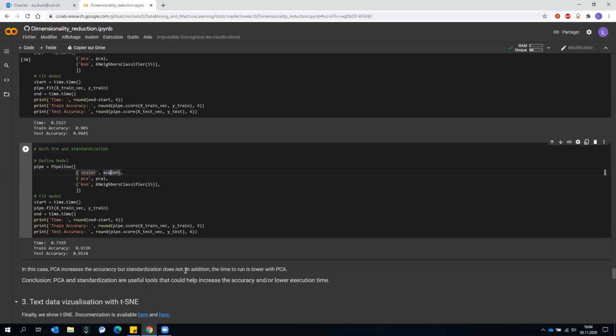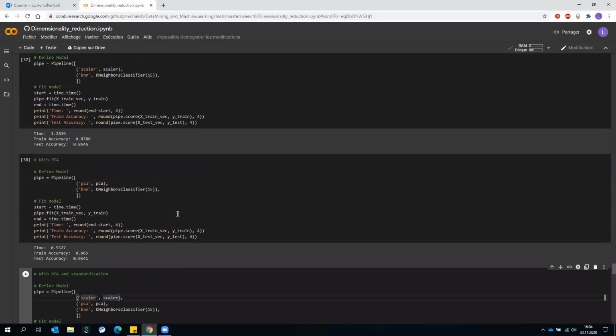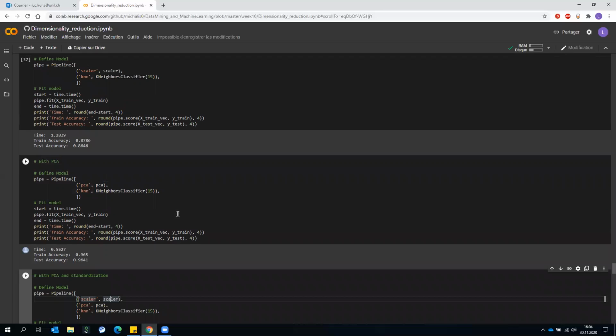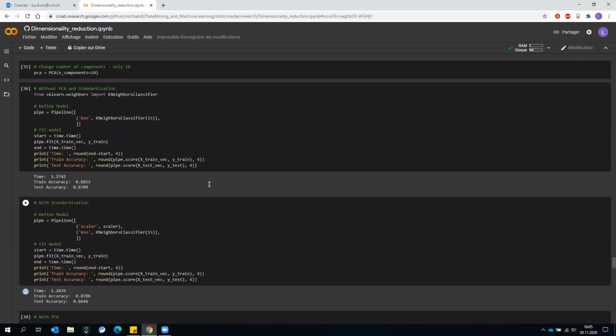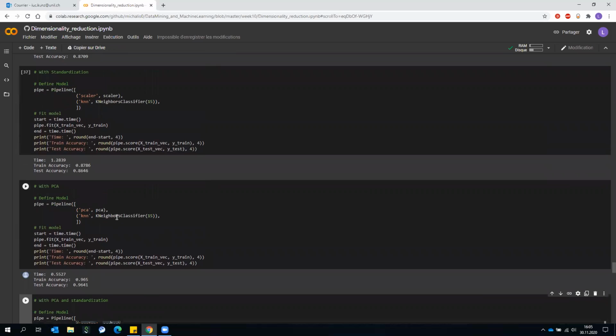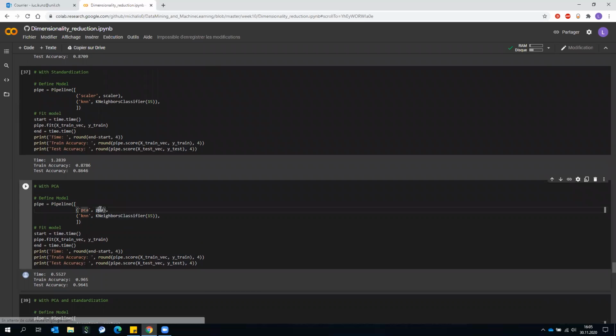In addition, the time to run is lower with PCA, because we only have 10 components instead of around 2000. So the time to compute the neighbors and so on and so forth is lower, of course. And it compensates more than the time to transform, because you also have to transform your data into only 10 components here. So in this case, PCA helps.